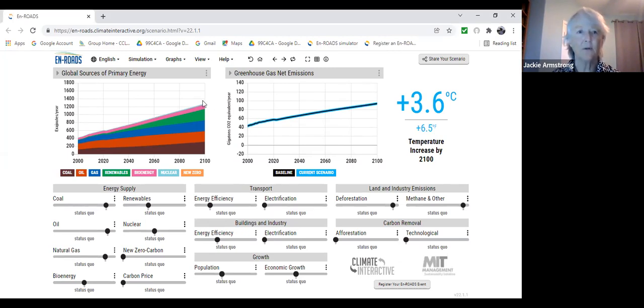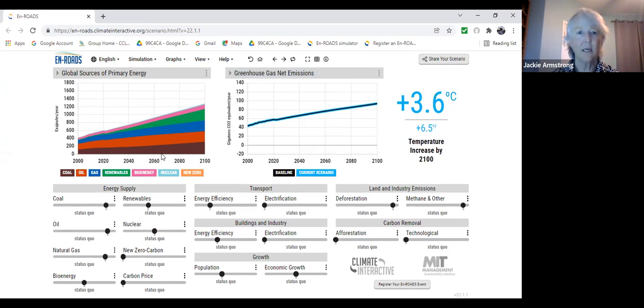At the top, there are 2 charts. The global sources of primary energy, that graph is on the left-hand side. And on the right, greenhouse gas net emissions. And on the far right, the projected increase in temperature over pre-industrial levels if we do nothing. This is the baseline scenario.